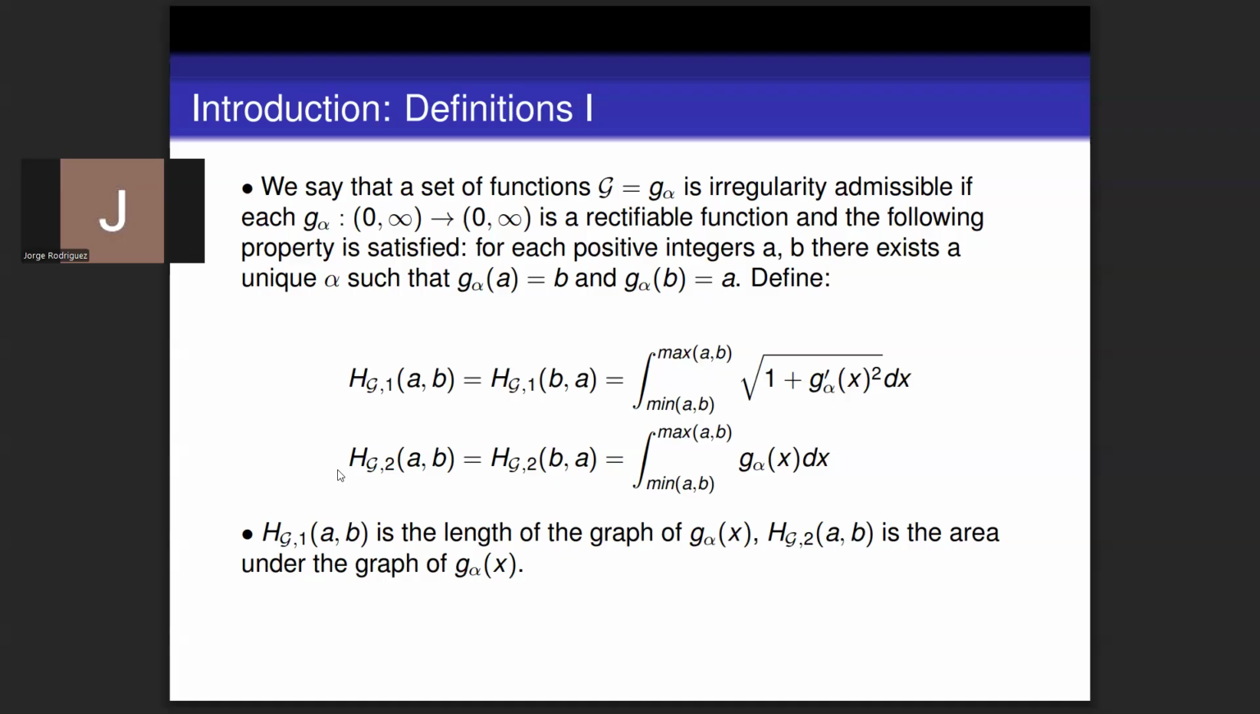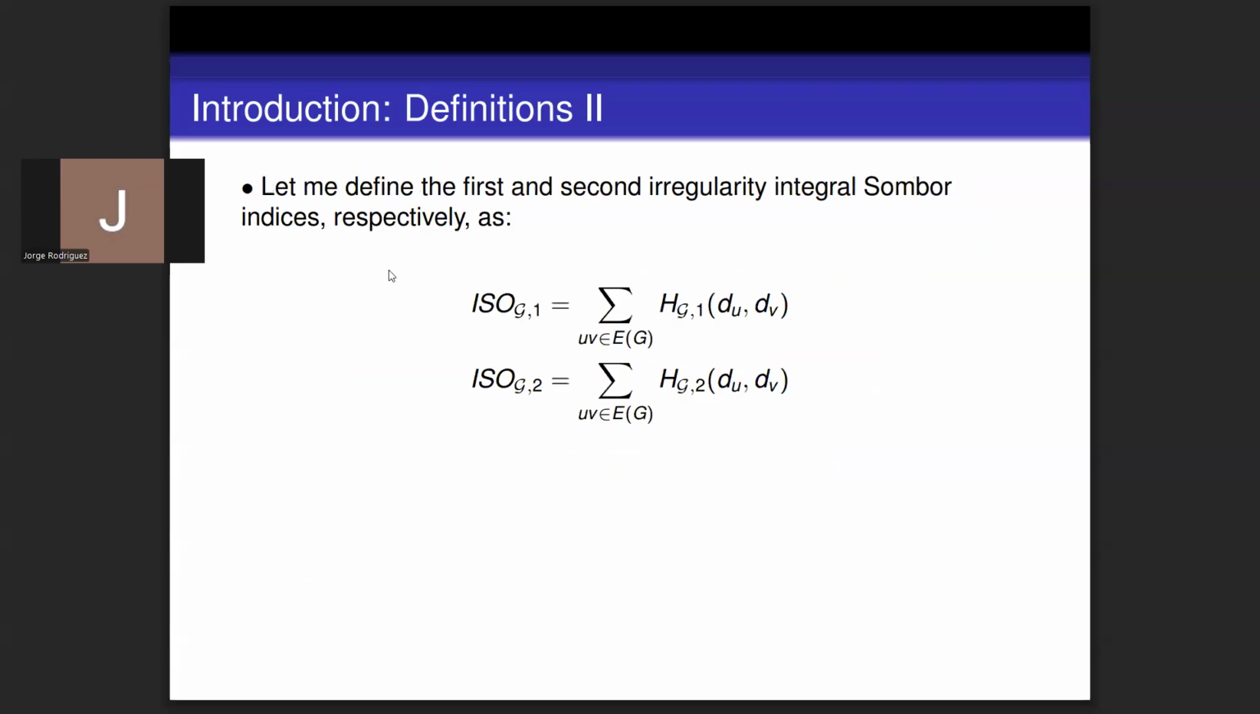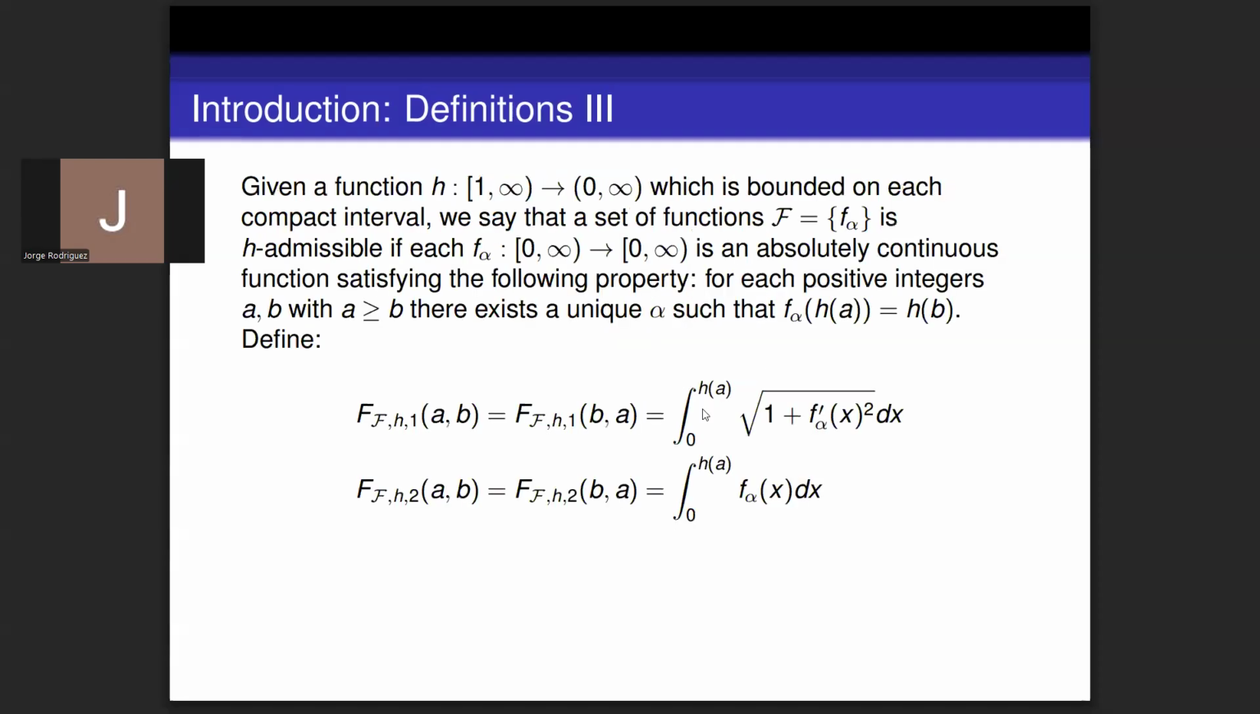Okay, so to compute the first and second irregularity Sombor indices, we need these two objects. And we're going to define the first and second irregularity Sombor indices as follows. The first irregularity Sombor index is the sum over all the edges connecting the two vertices U and B of this first object that we have defined, this H1, which is the length of the graph. And the second irregularity Sombor index is simply the sum over all the edges connecting U and B of the second object, which is the area under the graph, this H2 that we have defined, okay?